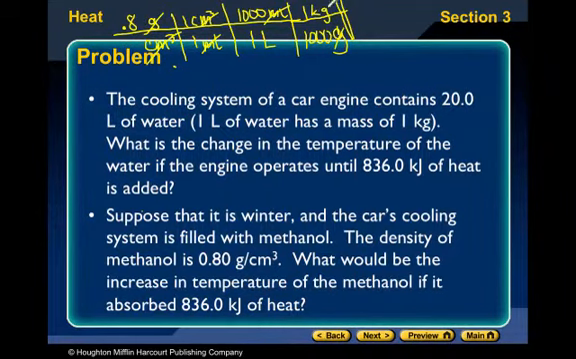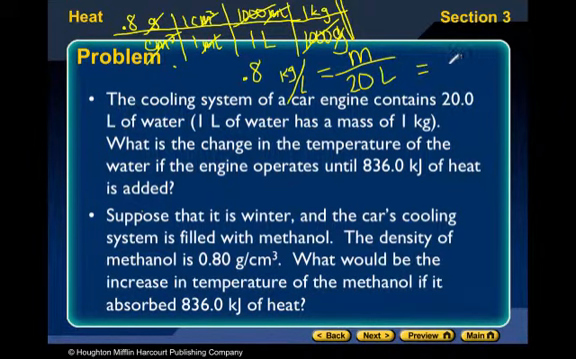So what's our answer? 0.8 kilograms per liter. So now, if we know it has 20 liters, we can use this to find mass. So what's the mass? It should be 16. Yeah, 16.